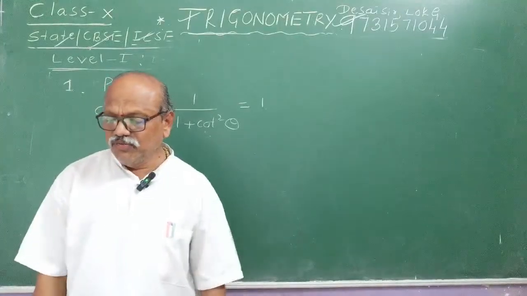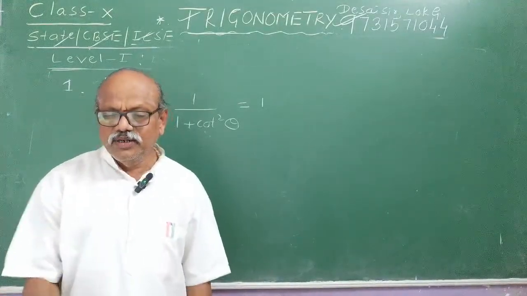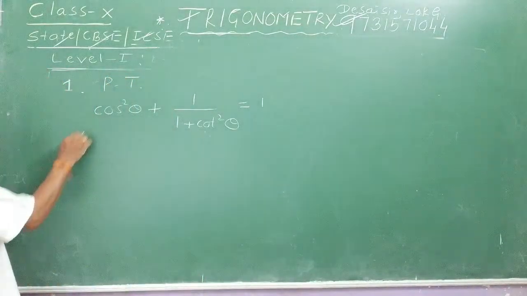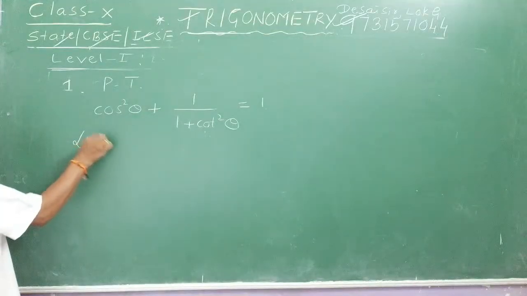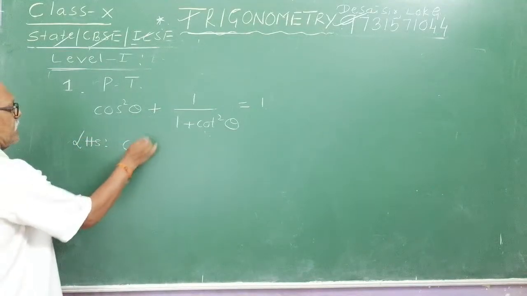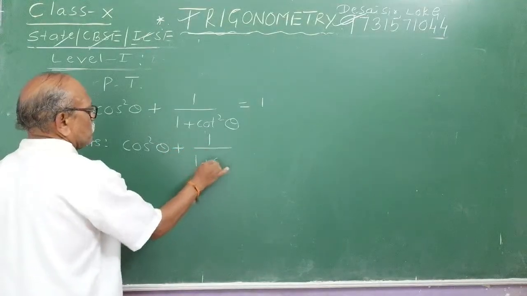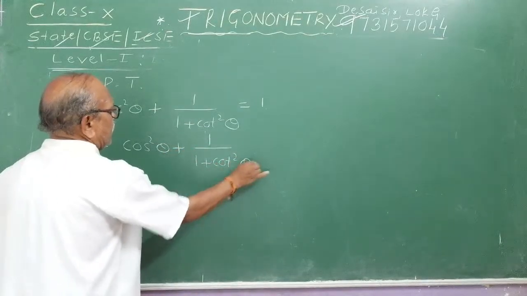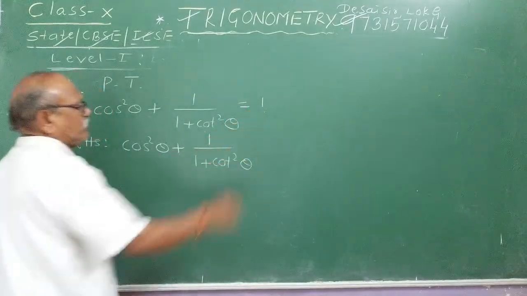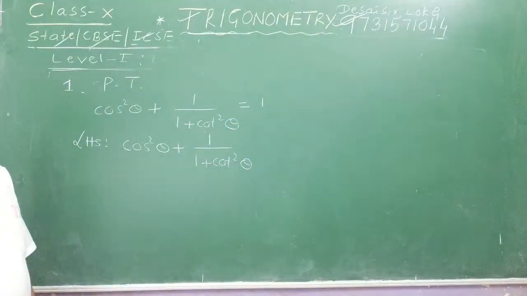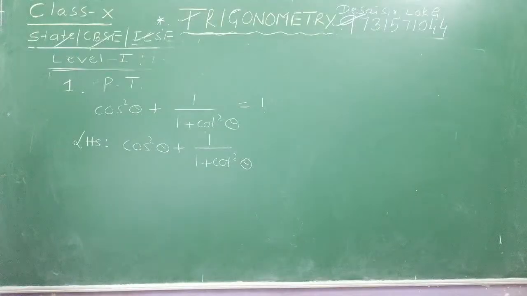I will also be solving. You see in your notebook. Try to solve this. Write LHS, left hand side: cos square theta plus 1 upon 1 plus cot square theta. First step is write LHS. You have to prove that this is equal to 1. Don't look at the board.